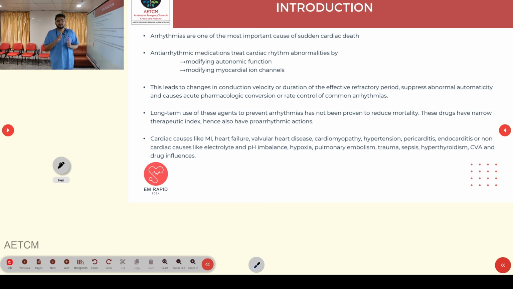Long-term use is not proven to reduce any mortality, and these drugs have a narrow therapeutic index and can cause pro-arrhythmic action. So it is mainly used as a short-term measure to control these arrhythmias.